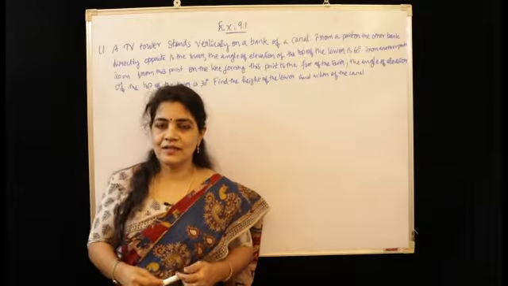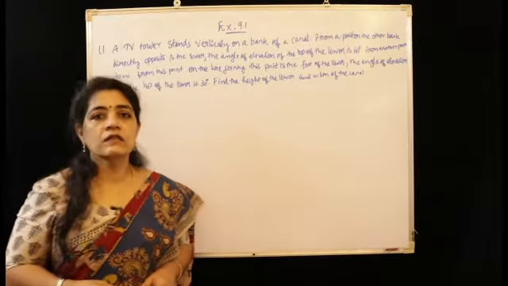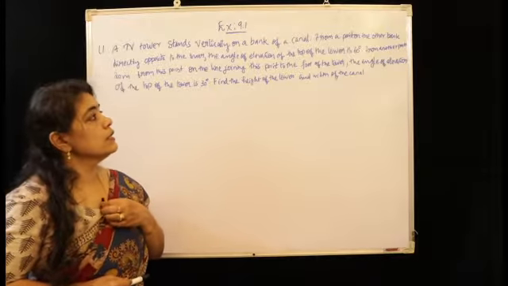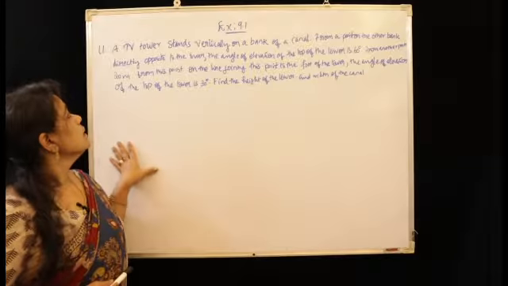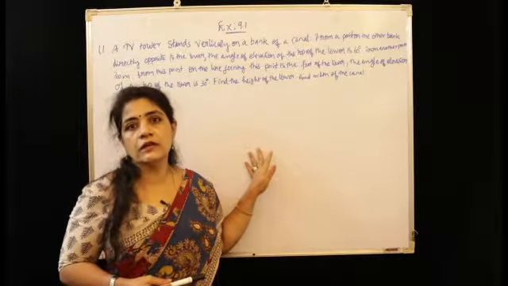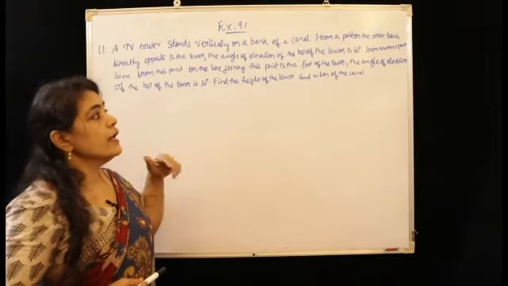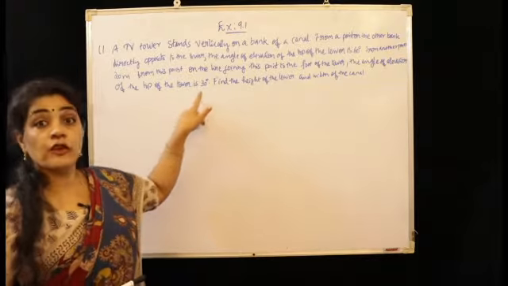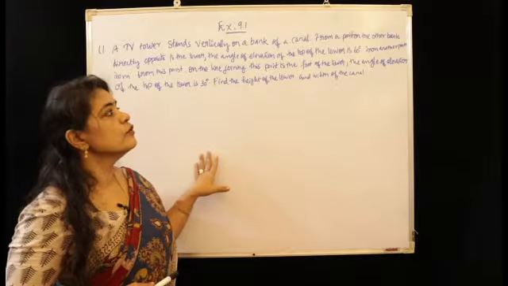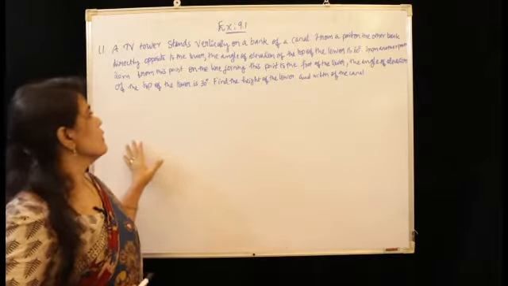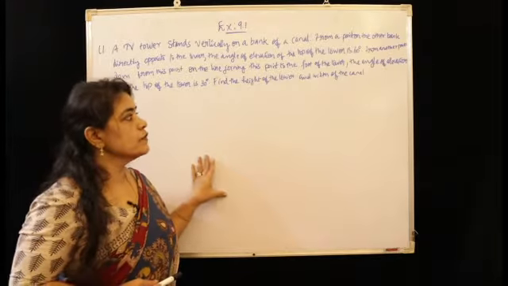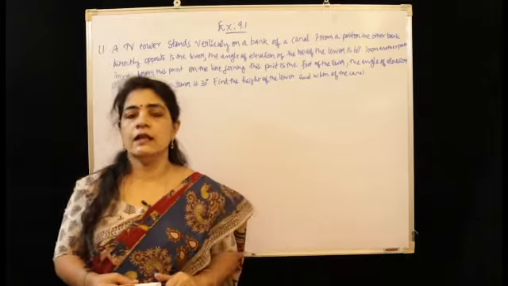Now the 11th question. A TV tower stands vertically on a bank of a canal. From a point on the other bank, directly opposite to the tower, the angle of elevation of the top of the tower is 60 degree. From another point, 20 meter from this point, from the line joining this point to the foot of the tower, the angle of elevation of the top of the tower is 30 degree. Find the height of the tower and the width of the canal.